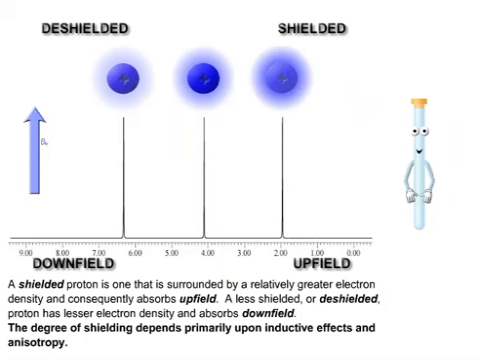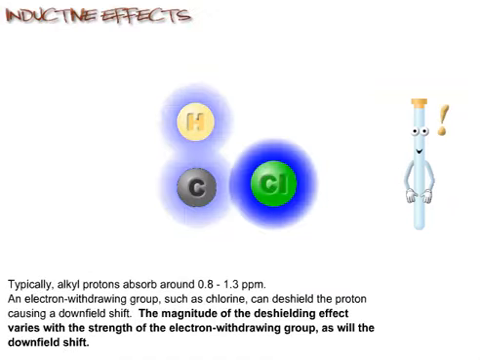Okay, so the two things that determine the degree of shielding, whether a signal is upfield or downfield, has to do with inductive effects, and then this thing called anisotropy, which you probably haven't heard of yet, but I'll introduce it here anyway. Okay, so what happens when you have inductive effects?